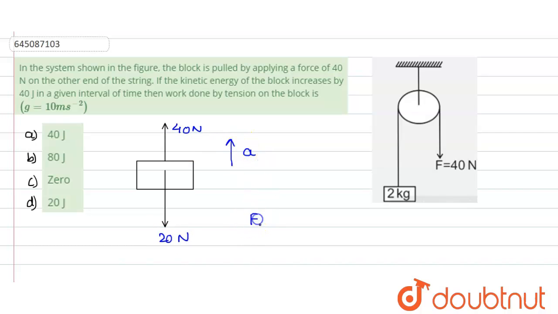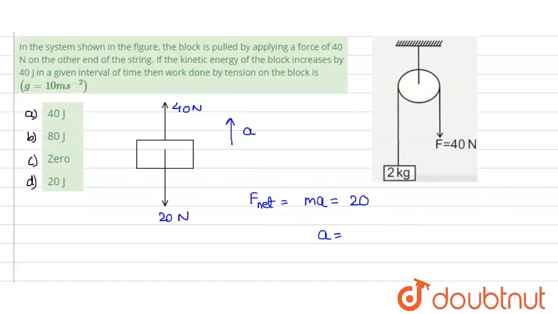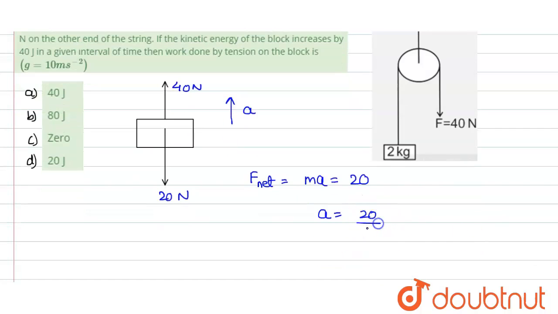So according to Newton's law, F net would be equal to mass into acceleration. Now what is the value of the net force? It would be 40 minus 20, that means 20. What is the value of the mass? It is given to be 2. So acceleration would be equal to 20 divided by 2, so we can say that it would be 10 meter per second square.